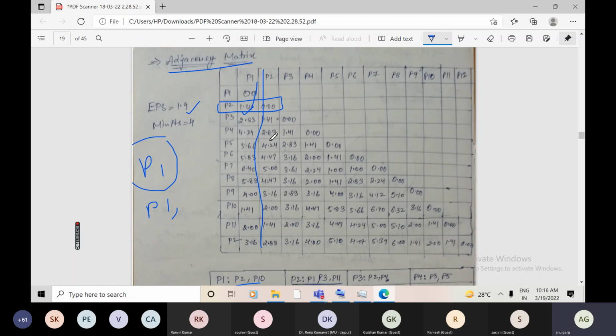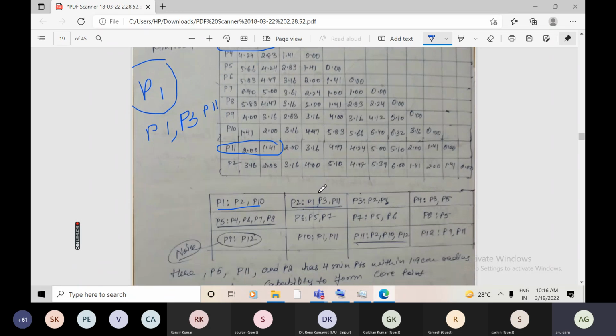Now if you see vertically, you have this one, P3, and you have P11. So for P2 we have got P1, P3 and P11. So that I have written here.